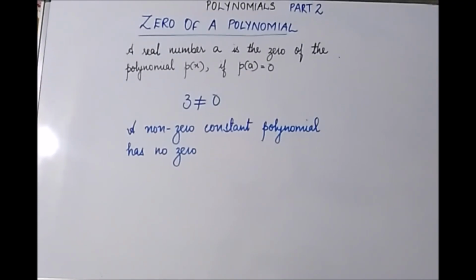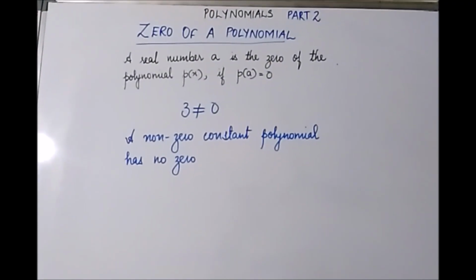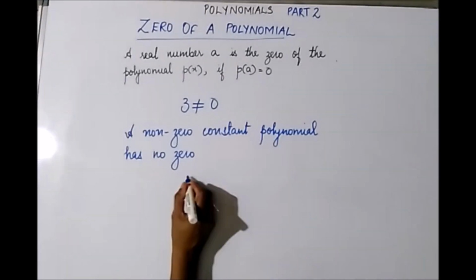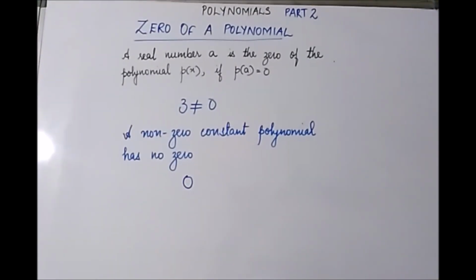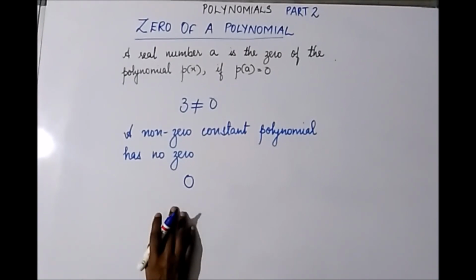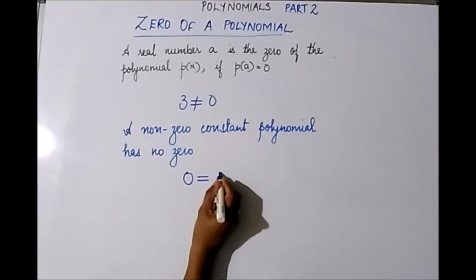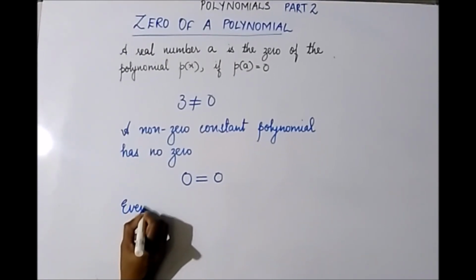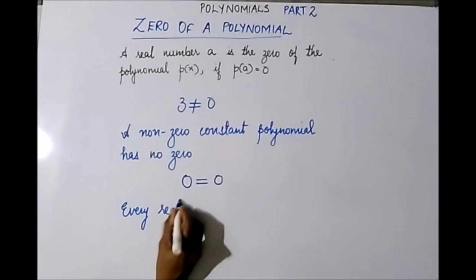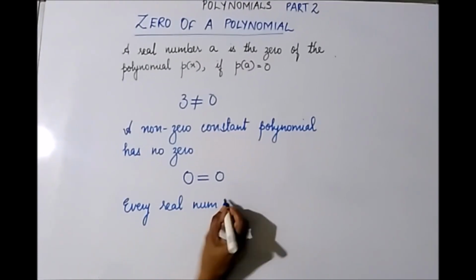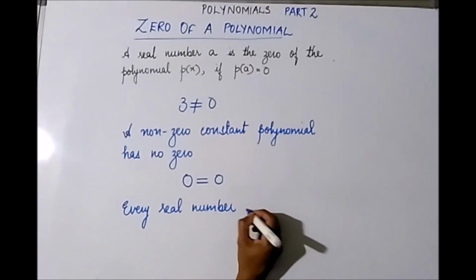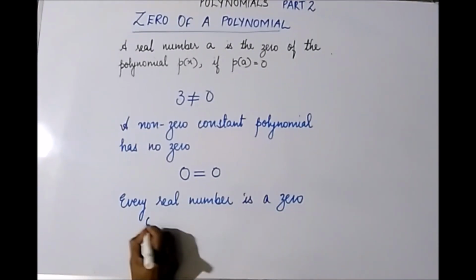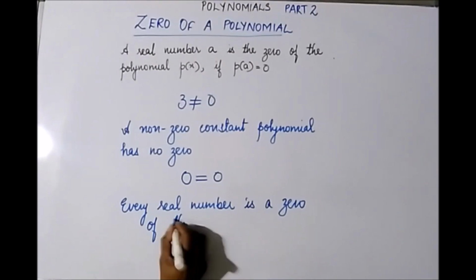Now let us find out what is the 0 of a zero polynomial. As we have learned earlier, zero polynomial is the constant polynomial 0. Now as you can see, the value of zero polynomial will always be equal to 0. Therefore, we can say every real number is a 0 of the zero polynomial.